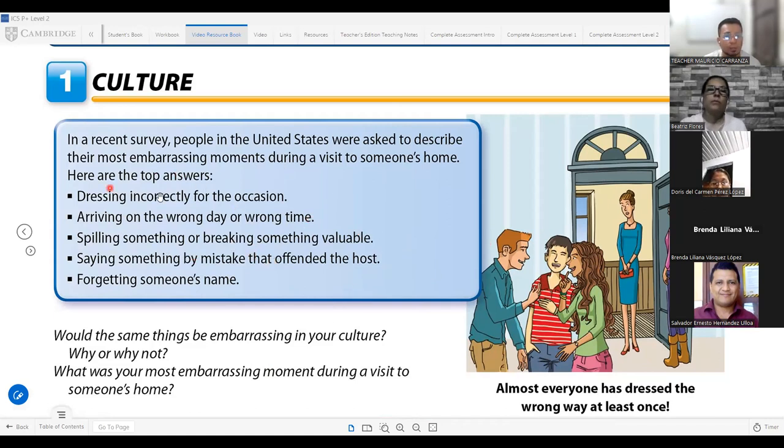Now, it says these are top answers of embarrassing moments during a visit to someone's home, right? So it says, would the same things be embarrassing in your culture? Why or why not? What do you think? Here in El Salvador, dressing incorrectly for the occasion. I think you can check that in the picture, right? Everybody is very casual and the woman entering is very formal. Do you think in El Salvador that is an embarrassing thing to happen, or people don't care about what you're wearing? What do you think?